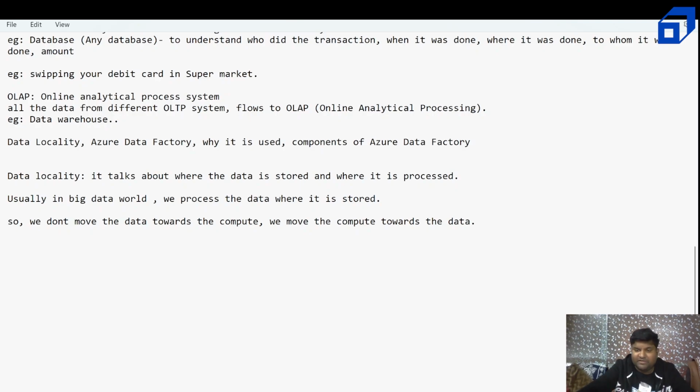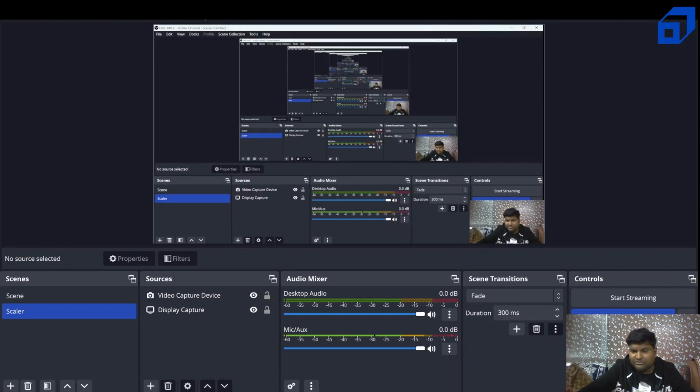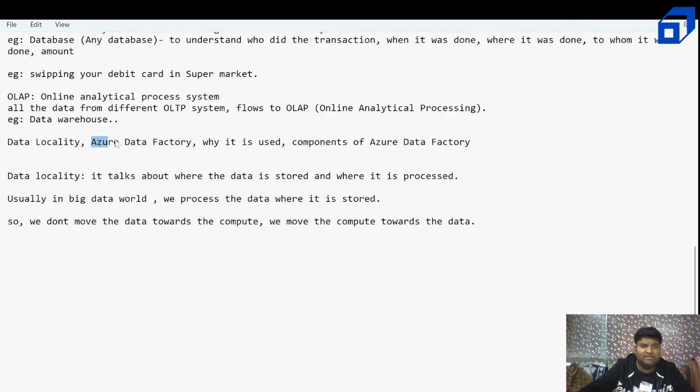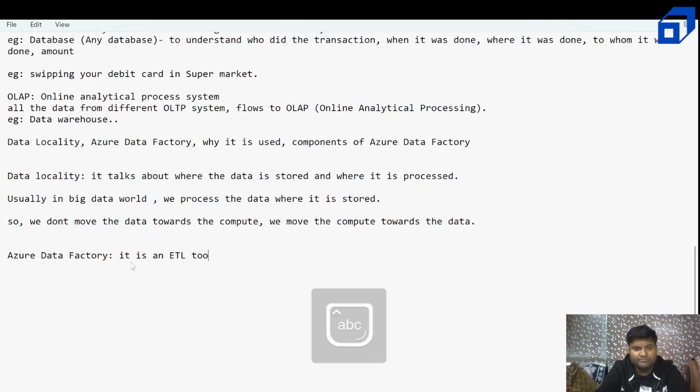So let me see if we have additional time so that we can start about Azure Data Factory. I think yes, we still have time. What is Azure Data Factory? We'll try to cover here. So Azure Data Factory is an ETL tool or cloud data integration tool.